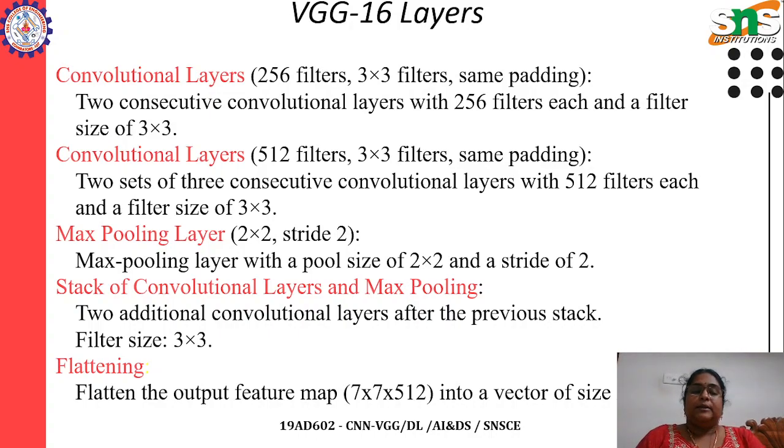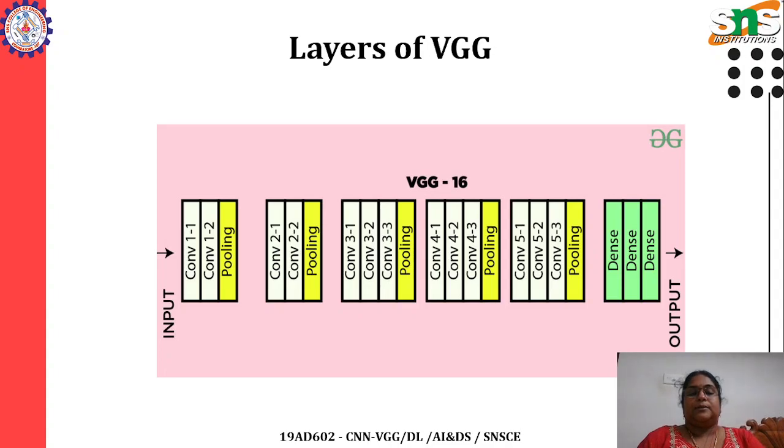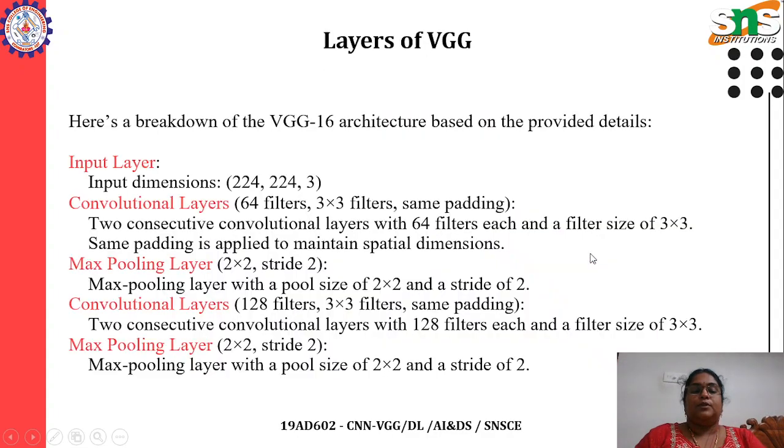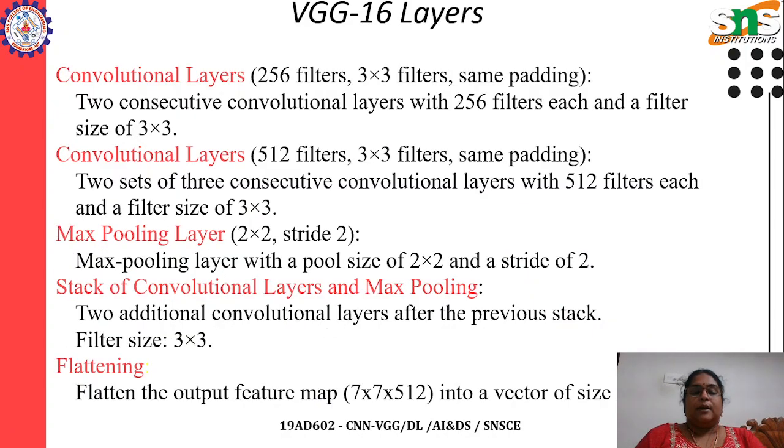Then there will be a stack of convolution layers. As we have just seen in this diagram, we have convolution layers 1, 2, 2, 1, 3, 4, 5. There is a stack of convolution layers here, right? So the stack has two additional convolution layers after the previous stack, with filter size 3 into 3. Then flattening the output feature maps, 7 into 7 into 512, into a vector of size 25088.